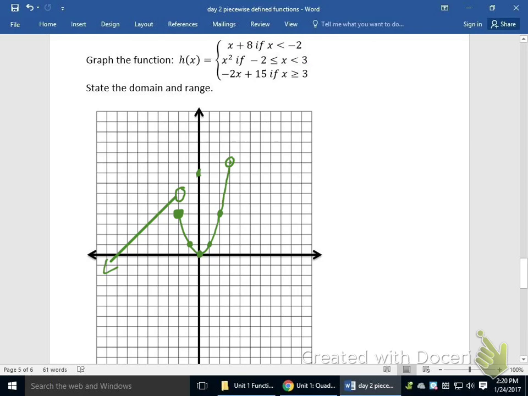So there we go. Now I'm ready to do the last piece, -2x plus 15. So I'm going to pick that up with a value of 15, and then it says that the slope needs to be -2. So down 2 over 1, and I'll keep that going. It actually hits right on the end of that parabola.